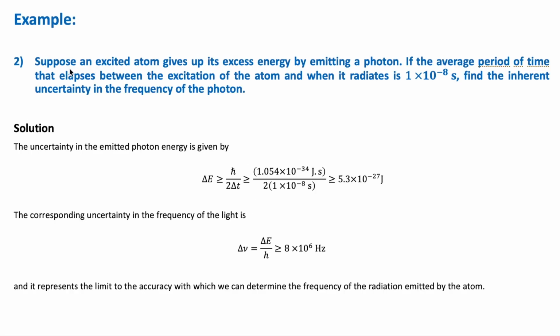So for the second example, suppose an excited atom gives up its excess energy by emitting a photon, and the average period of time that elapses between the excitation of the atom and when it radiates is 10 to the minus 8 seconds. Then we want to find the inherent uncertainty in the frequency of the photon. So the uncertainty in the emitted photon energy is given by this equation, and if we substitute for delta t, it's greater than or equal to 5.3 times 10 to the minus 27 joules. And the corresponding uncertainty in the frequency of the light, because E is equal to h nu, is greater than or equal to 8 times 10 to the power 6 hertz. And this represents the limit to the accuracy with which we can determine the frequency of the radiation emitted by the atom.